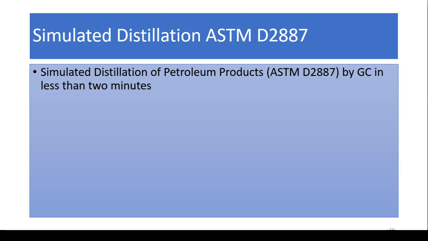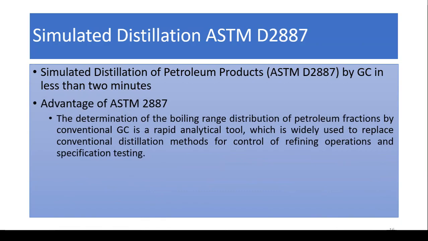Gas chromatography is a special type of equipment required here, and the advantage is that the boiling point distribution of petroleum products by conventional GC is a very rapid analytical tool, meaning the time is very short. Because the sample amount is very small, it's not expensive either. So it is widely used to replace the conventional distillation method for the control of refinery operations and specifications.